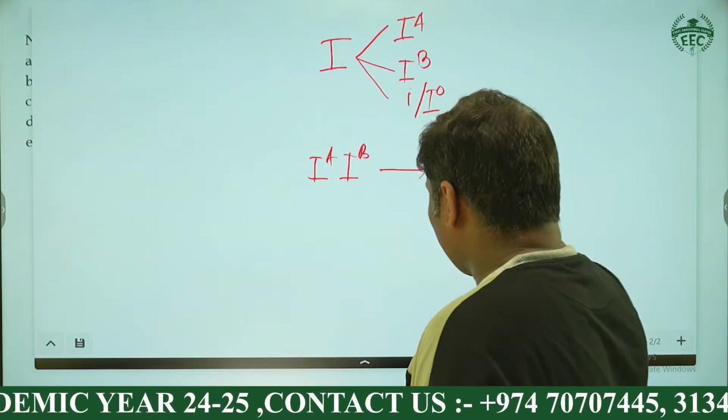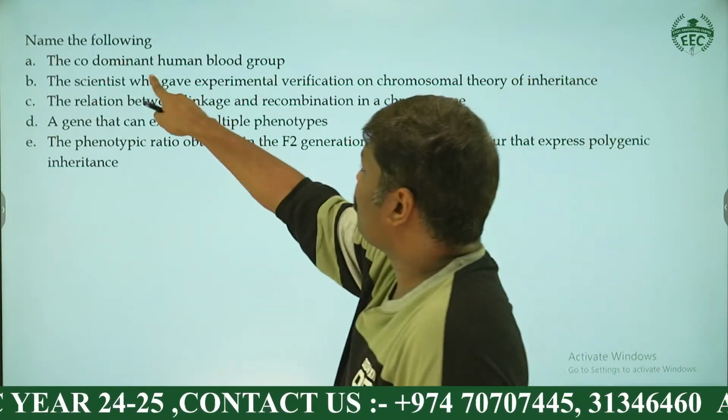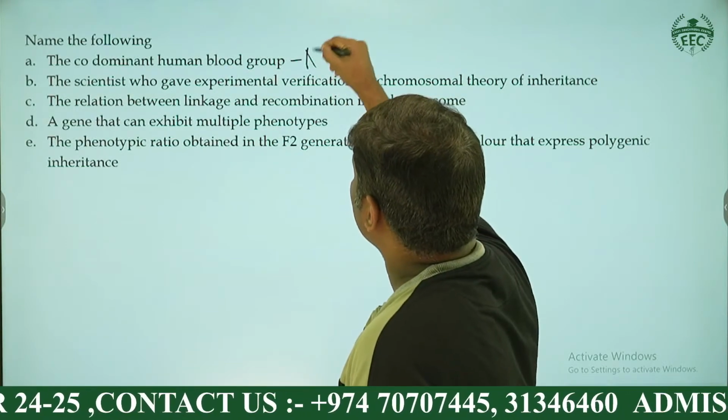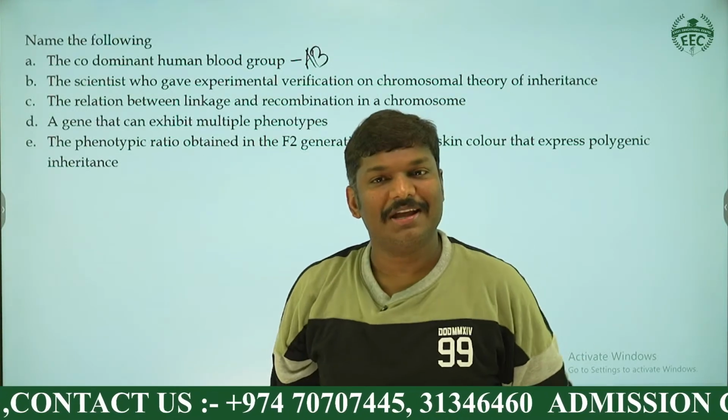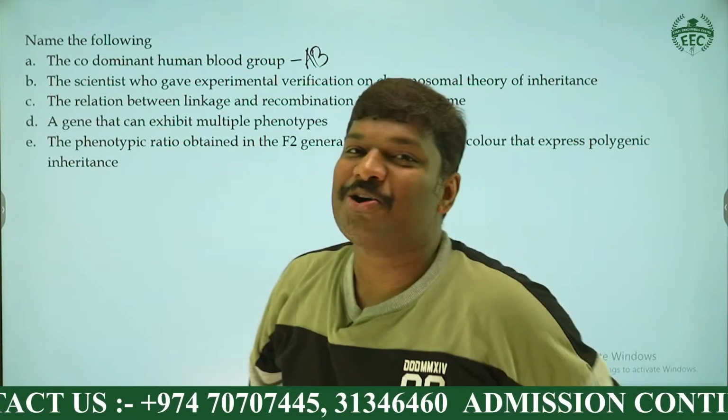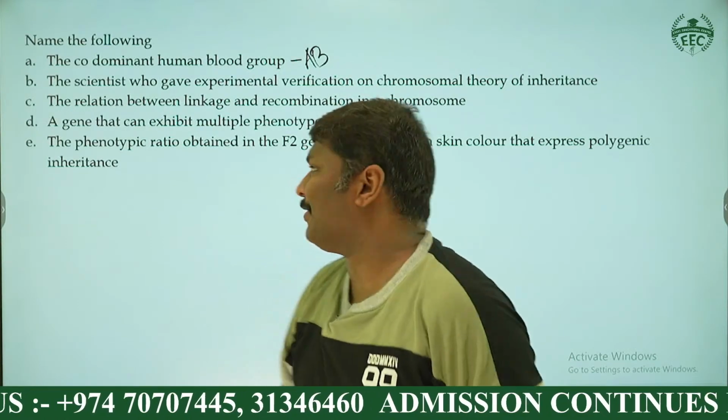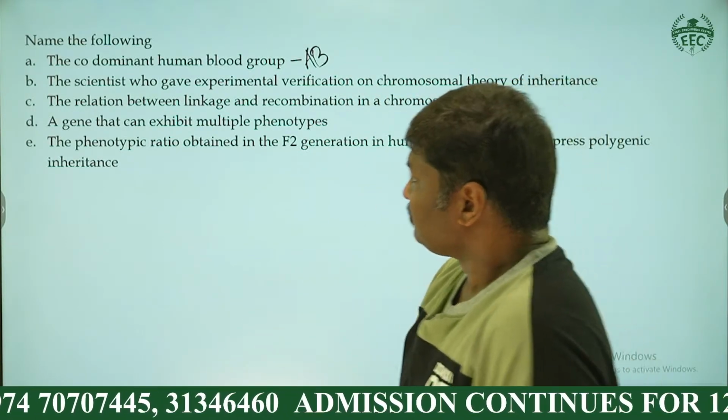Okay, so I'm not moving into that. So what is the question? The codominant human blood group is AB group. So AB group is called the codominant blood group. There is only one group, AB group. Okay, what is the second one?